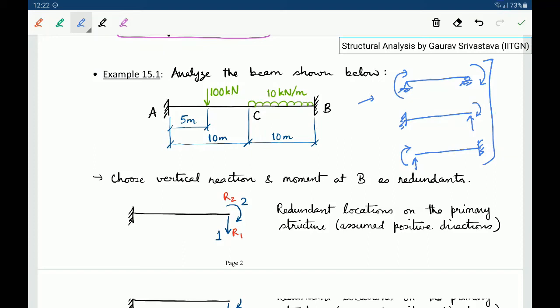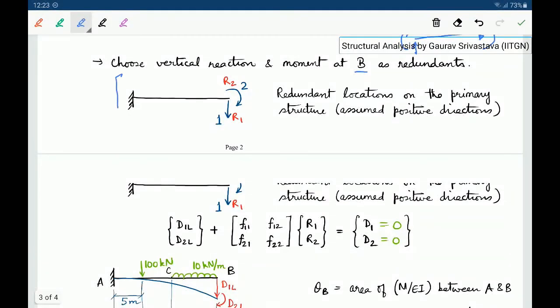Okay, but let us go ahead and see what happens. Let's say we choose the vertical reaction and moment at B as redundants. So basically we are choosing this one as the primary structure. Here we are showing the primary structure with the redundants, and the coordinates are chosen such that coordinate 1 denotes the vertical reaction at point B, and coordinate 2 denotes the moment at point B. These also show the assumed positive directions.